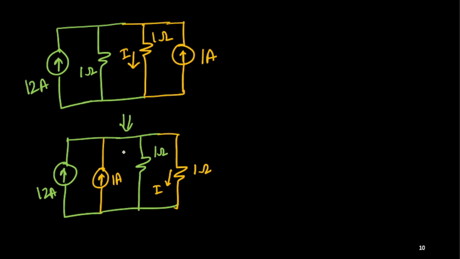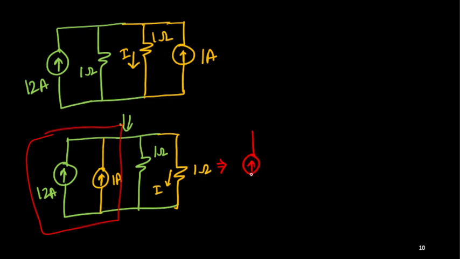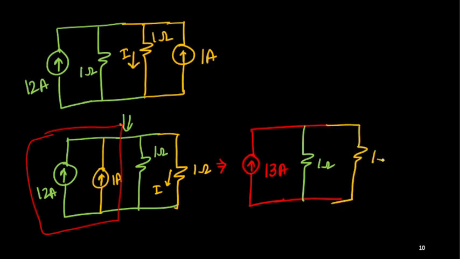Now it's very simple. I can combine these two together. Both are upward, so 12 plus 1 is 13. So I can consider one current source that is 13 ampere, and then I'll connect these two: one is this 1 ohm, another one is that resistance, 1 ohm, and here I need to find out the current.